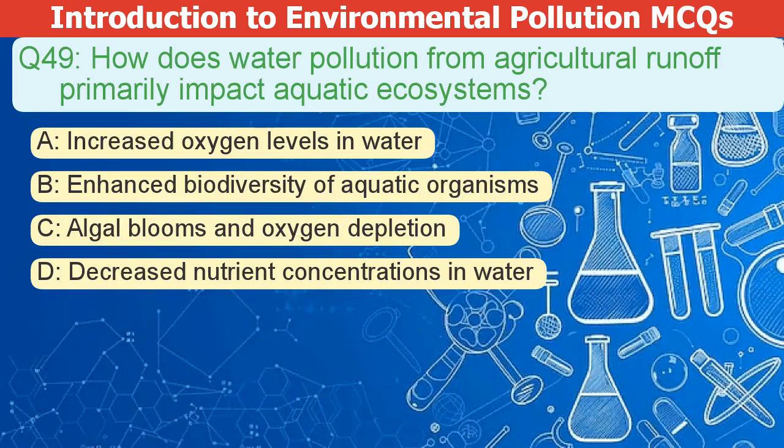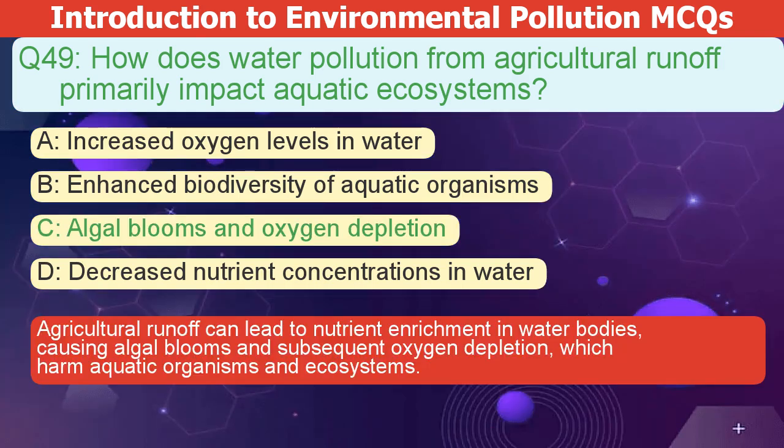How does water pollution from agricultural runoff primarily impact aquatic ecosystems? A. Increased oxygen levels in water. B. Enhanced biodiversity of aquatic organisms. C. Algal blooms and oxygen depletion. D. Decreased nutrient concentrations in water.